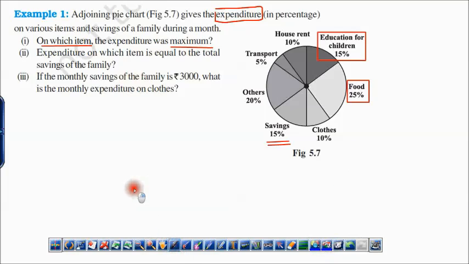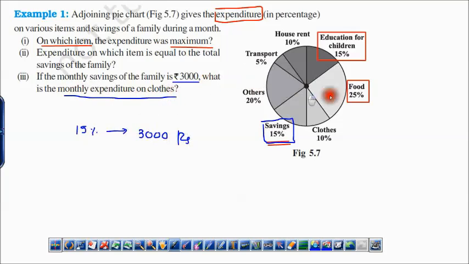जो हमने चैप्टर 8 में देखा. एनीवेज तुमको याद आ जाएगा. मंथली सेविंग्स इज 3000. तो फर्स्ट लुक एट सेविंग्स. सेविंग्स इज 15%. तो 15% सेविंग्स इज इक्वल टू 3000 रुपीज़. तो मंथली एक्सपेंडिचर ऑन क्लोथ्स कितना है.